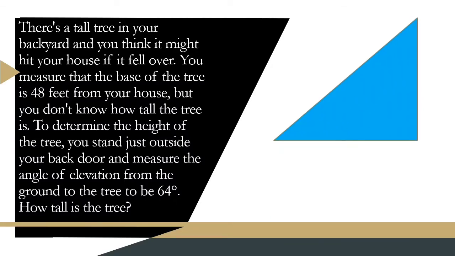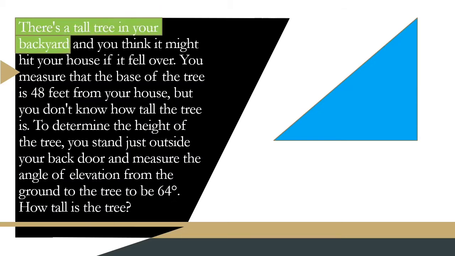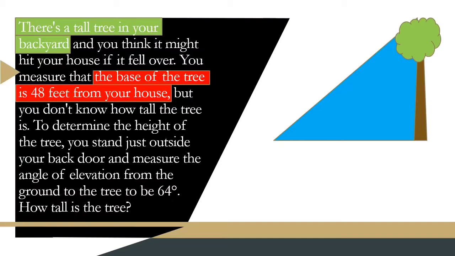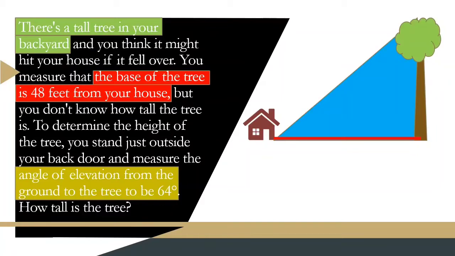So we're going to use our triangle that we've already made, and we're going to read the question over in sections. There's a tall tree in your backyard. Well, that would represent the tree. The base of the tree is 48 feet from your house. So that's a horizontal distance. That's the bottom. You don't know how tall the tree is. To determine the height of the tree, you stand just outside your back door and measure the angle of elevation from the ground to the tree to be 64. So that gives you your angle. How tall is the tree? So we're looking for the height of the tree.